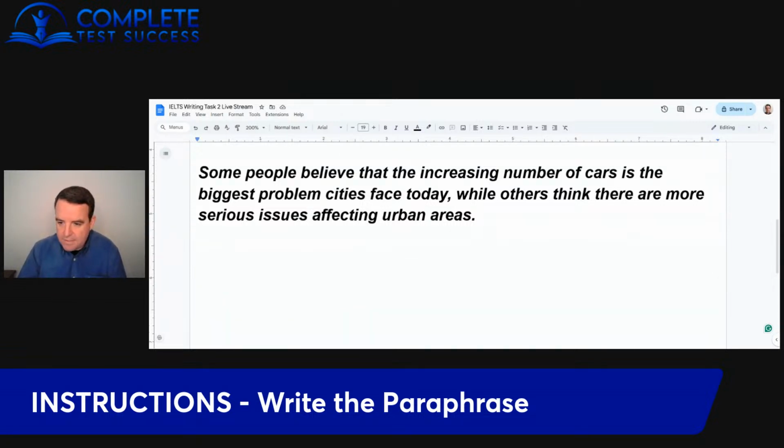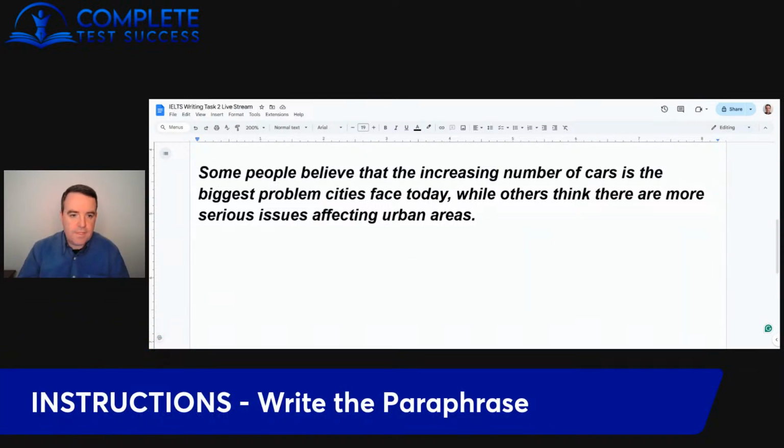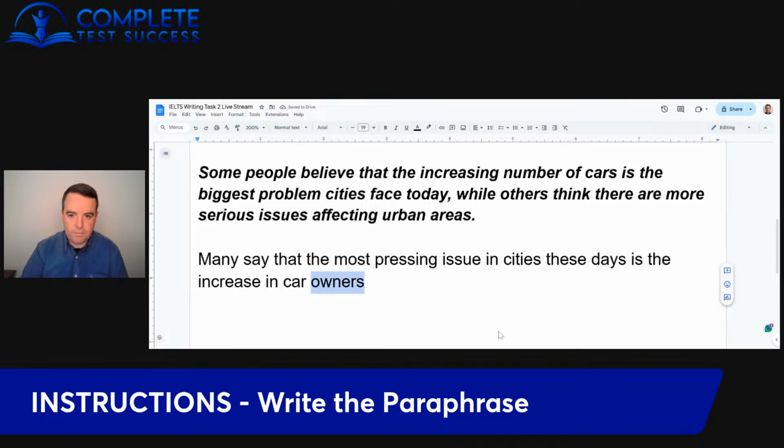Okay, so I have the first paraphrase in from Thai. Many say that the most pressing issue these days is the increase in car ownership. Right. And it's not just the most pressing issue, but the most pressing issue that cities face. Okay, so we can take that as the first half. We still need to paraphrase the second half, but yep, that's definitely a good place to begin. So let me just add that to the document here. So many say that the most pressing issue in cities these days is the increase in car ownership.